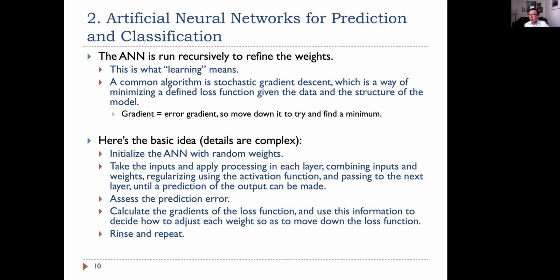Now, as I said, the details get a bit complicated. We're not going to get into that, but the basic idea is pretty straightforward. You initialize the neural network with random weights. Then you take the inputs and apply the processing in each layer. You combine inputs and weights, you regularize it all using the activation function, and you pass it to the next layer, if there is one, until a prediction of the output can be made. Then you calculate the prediction error, calculate the gradients of the loss function, and use that information to decide how to adjust each of the weights in the model, and of course there can be lots of them, so as to move down the loss function. Then you repeat that over and over and over, until your prediction hopefully gets better and better.